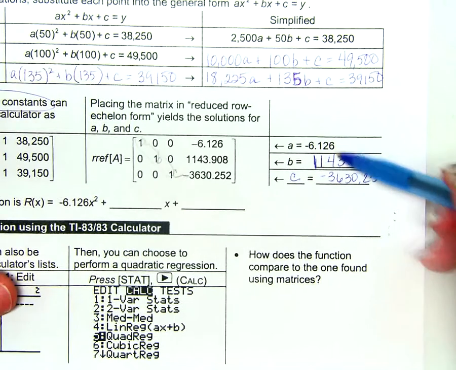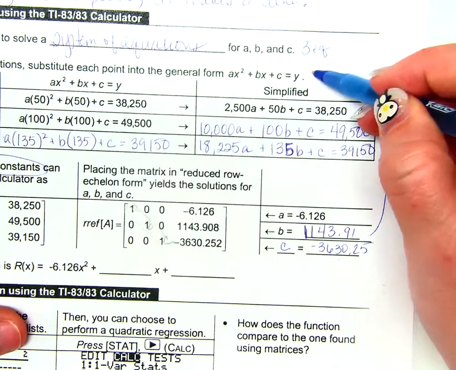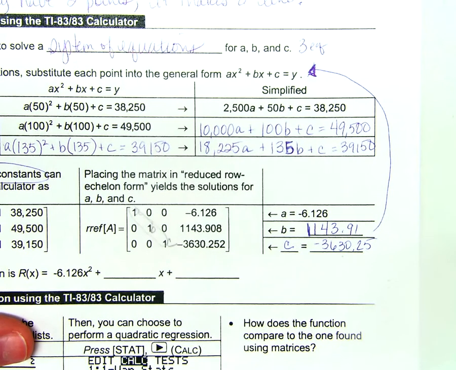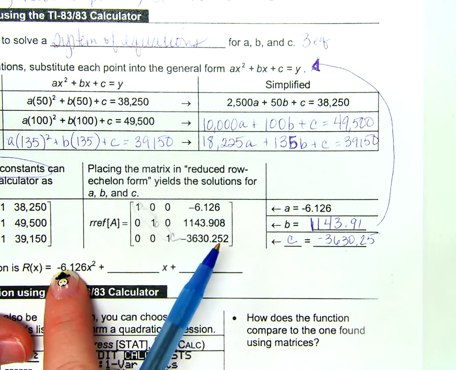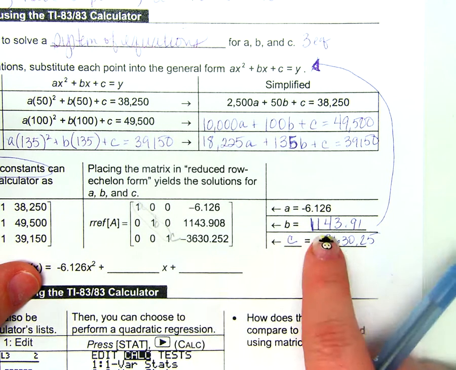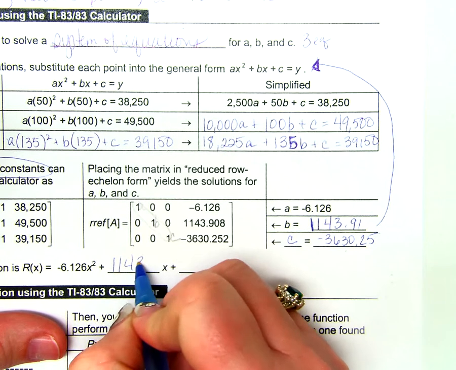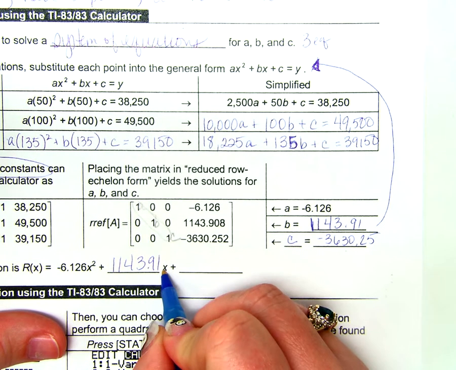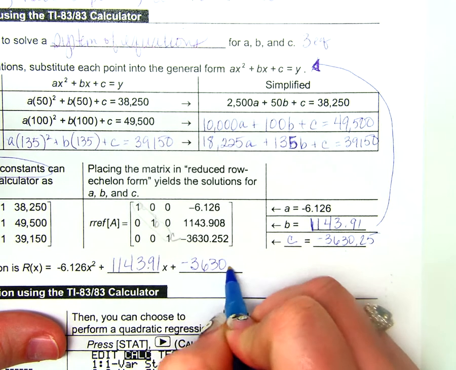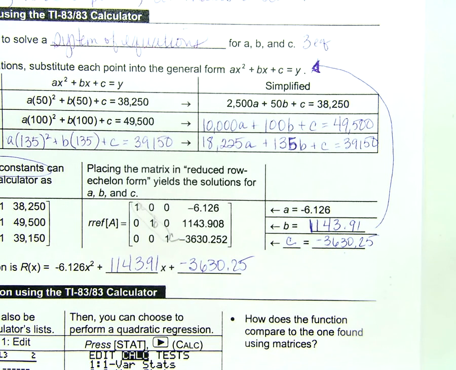So if that's A, B, and C, go back up here, and I can write my equation, right? If I know A, B, and C, can't I write my equation? A x squared plus b x plus c. Done. That's how you use a matrix to find the equation of a quadratic.